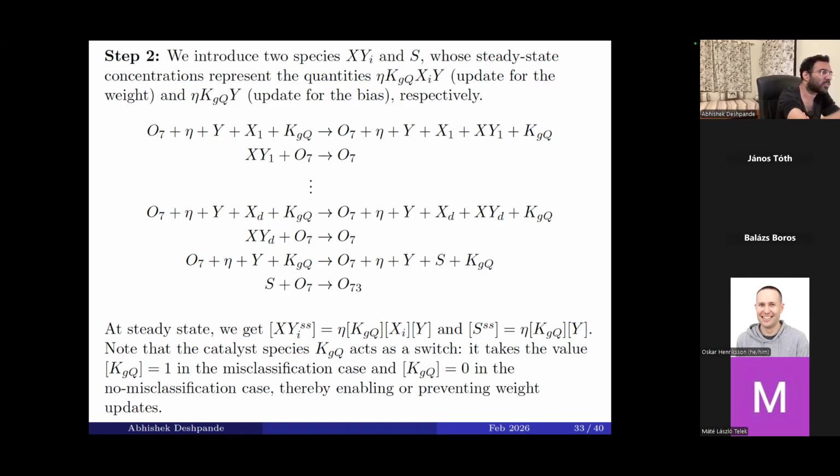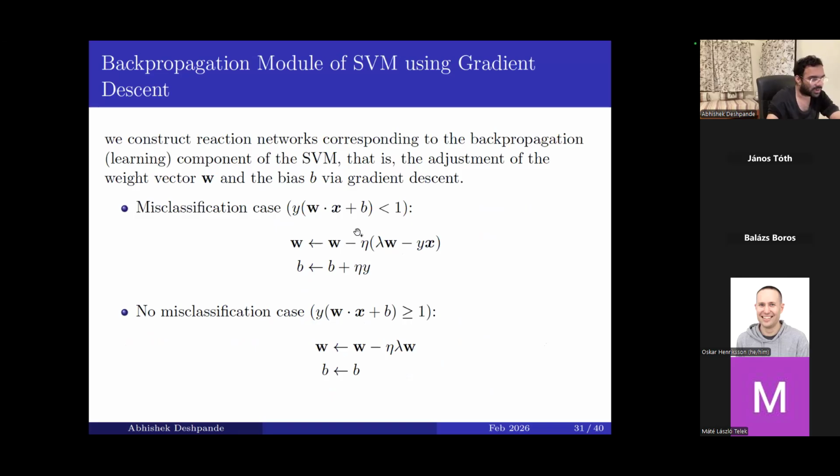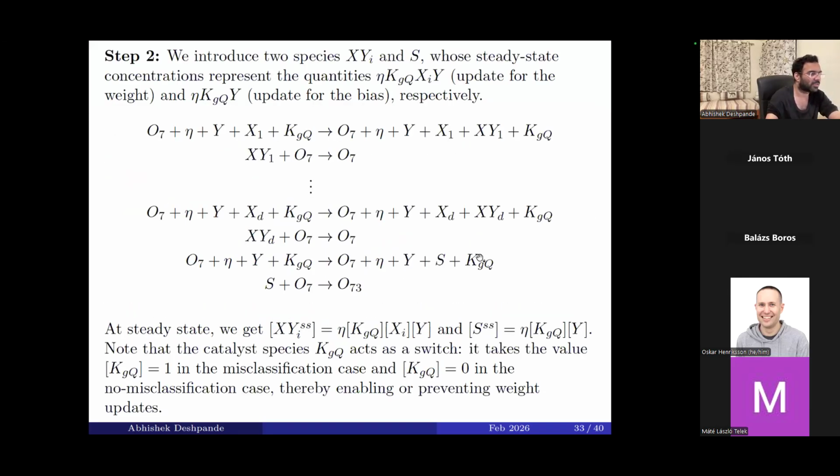So this kgq species is going to be used here to connect with the comparison that was made in the previous module, right? What is being done in O7, the 7th oscillation module, is computing the terms eta times x times y and eta times y. Eta times x times y is the last term in this update rule, and eta times y is for the bias. So these two terms are now calculated. This is the first calculation in step 1.